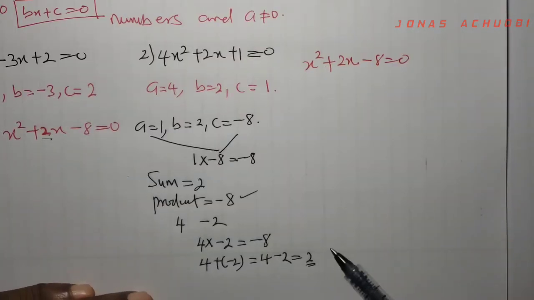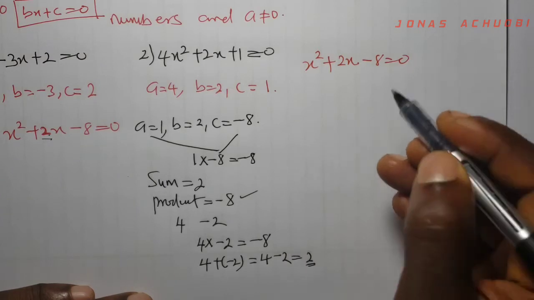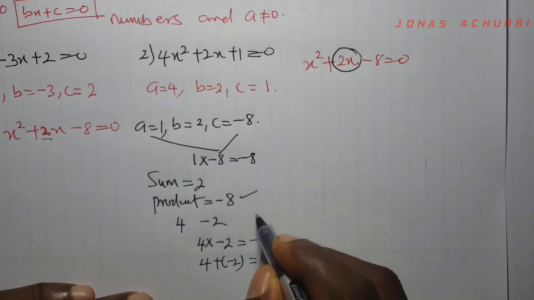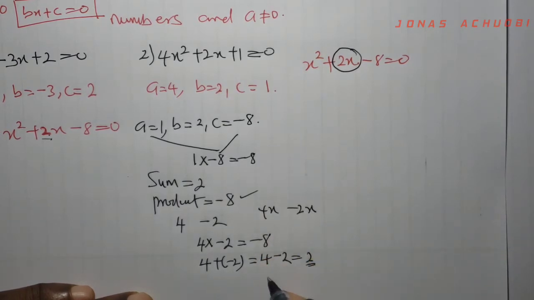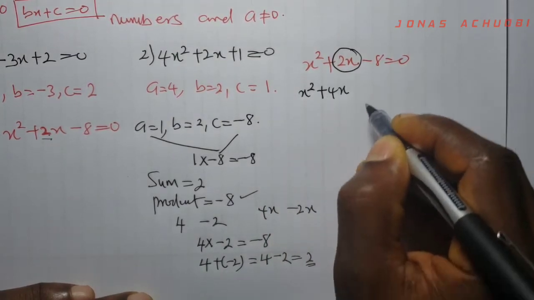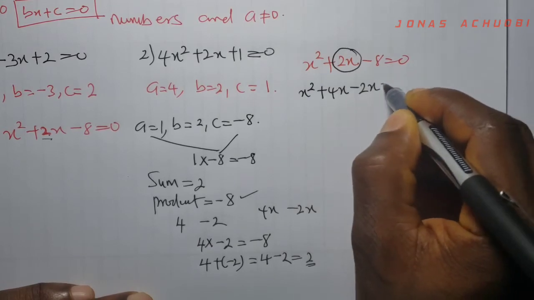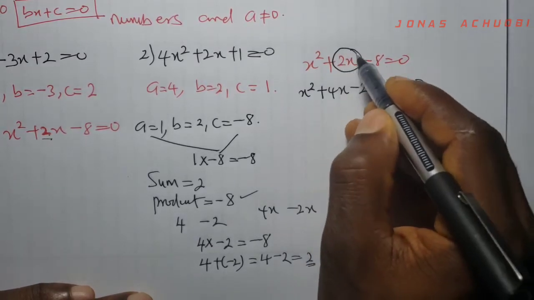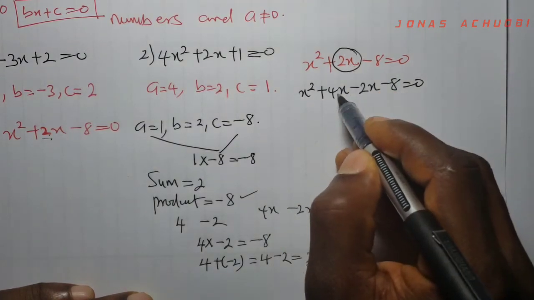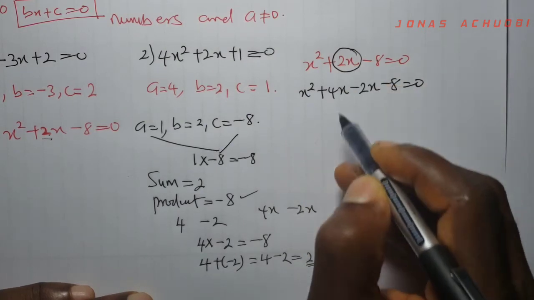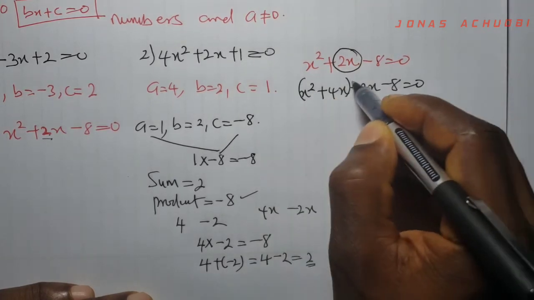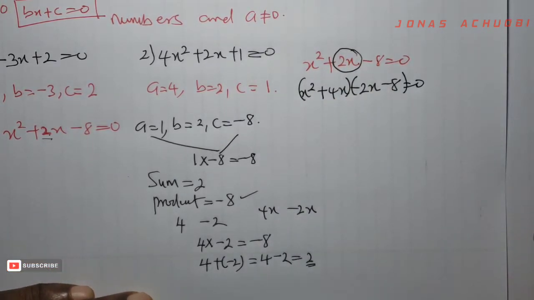Now that we've got the two numbers we are looking for, 4 and minus 2, the next step is to replace the middle term 2x with 4x and minus 2x. So the equation becomes x squared plus 4x minus 2x, then minus 8 equal to 0. We replace the middle term with the two numbers we have found, 4 and minus 2. So 2x becomes 4x minus 2x, and of course this is still 2x. We now have 4 terms in an equation, so it is now possible to factorize. So we'll group them in pairs.